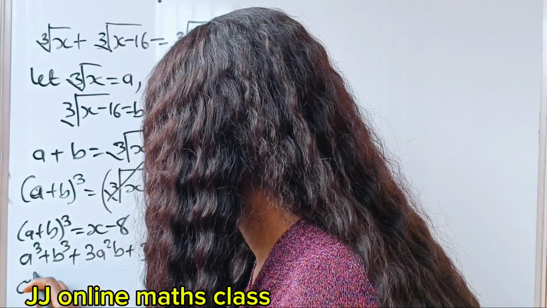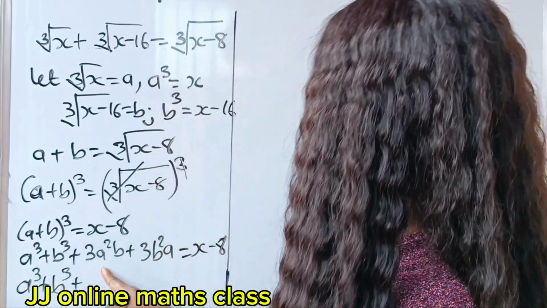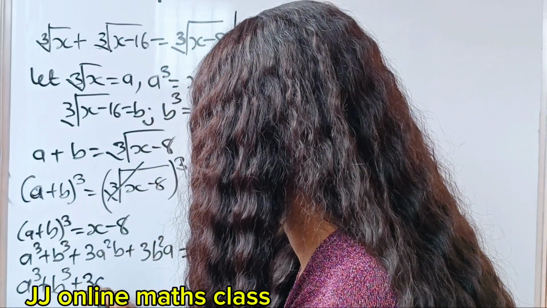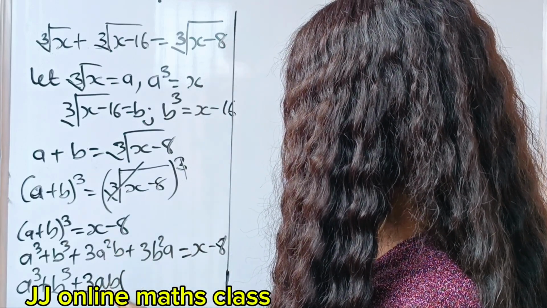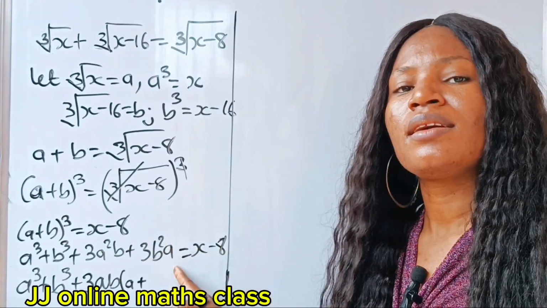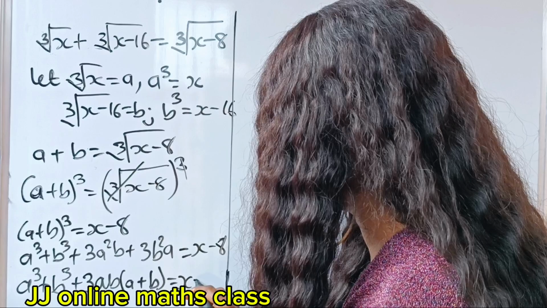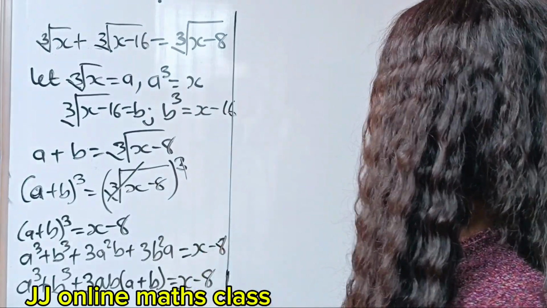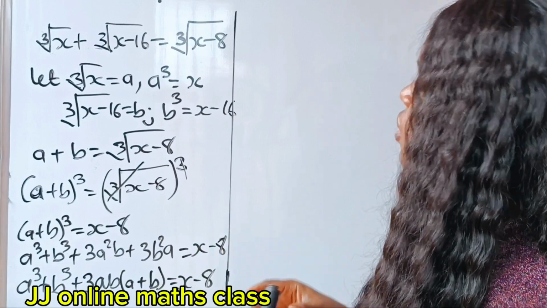Now we have a to the power of 3 plus b to the power of 3 plus, let's factorize, we have 3ab here. Okay, now 3a squared b divided by 3ab, we have a remaining, and 3b squared a divided by 3ab, we have b remaining, right? Is equal to x minus 8. Okay, now it's time for substitution. Let's substitute these values back into the equation.